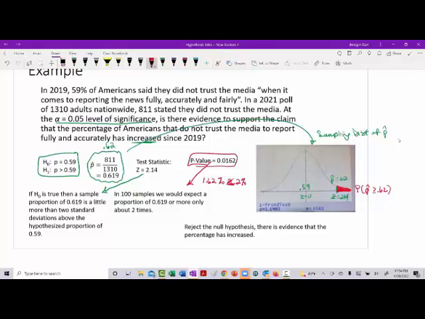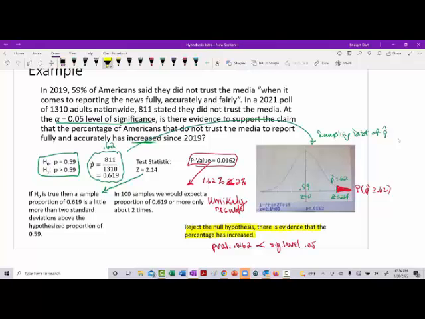So if we took 100 samples, we would only see a p-hat that high less than twice, maybe once, 1 or 2 times. That's unlikely, right? That's unusual. We got an unlikely result. The p-value of 0.0162 is less than the significance level of 0.05. It occurs less than 5% of the time. That's unlikely enough to reject the null hypothesis and conclude that there is evidence that the percentage has increased.